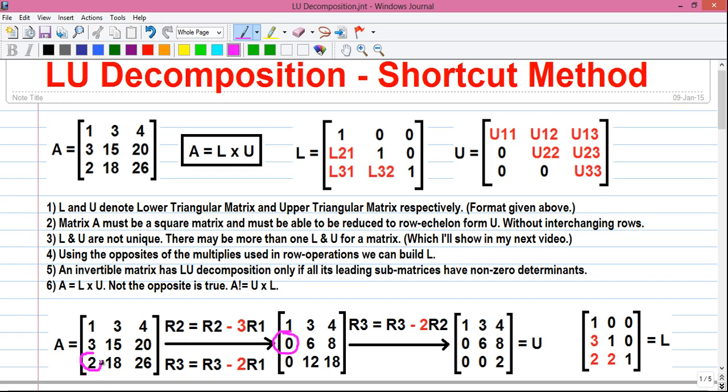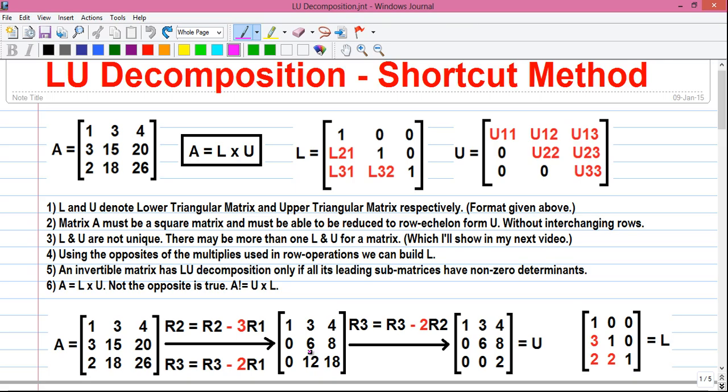Next we will get a 0 at this position. For that, again we can multiply the row 1 by 2 and subtract that from row 3. So that we have written here, R3 is equals to R3 minus 2 into R1. So let's do it. 2 minus 2 into 1, that's equals to 0 at this position. And 18 minus 2 into 3, that is 18 minus 6, that is 12. And 26 minus 2 into 4, that is 26 minus 8, 18. So by that we have got a 0 at this position.